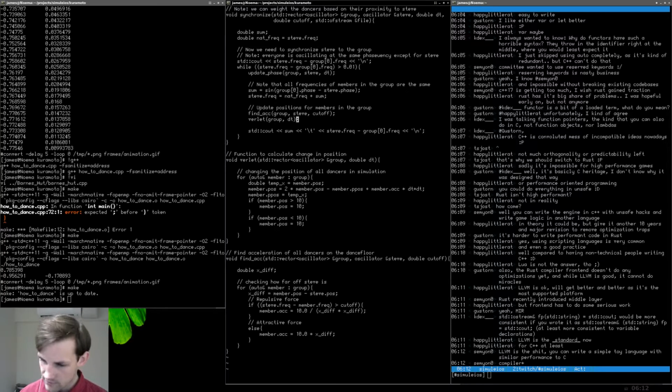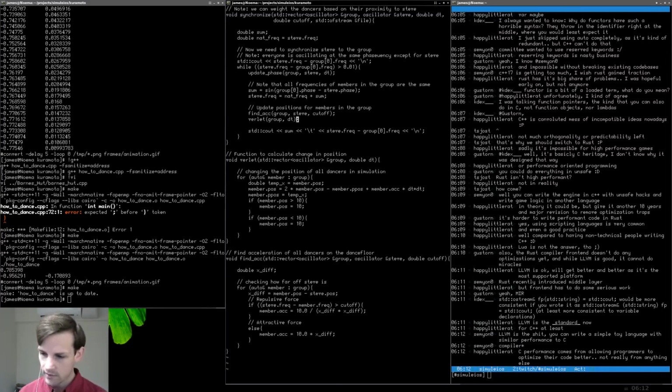Okay, I think I see what you're getting at. You can write a simple toy language with similar C performance to C. Yeah, I mean, to be fair, Julia, for example, is, I think, using LLVM, right? So it's quite useful. C performance comes from allowing programmers to optimize their code better, not really from anything else. Yeah, maybe that's true. I don't really know.